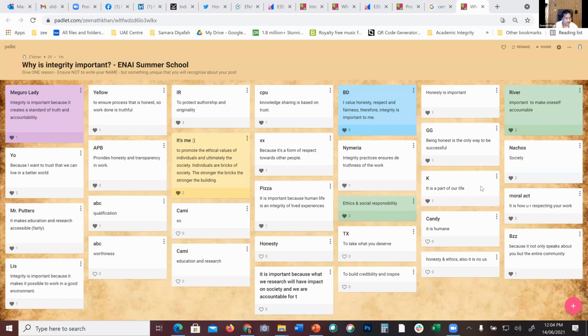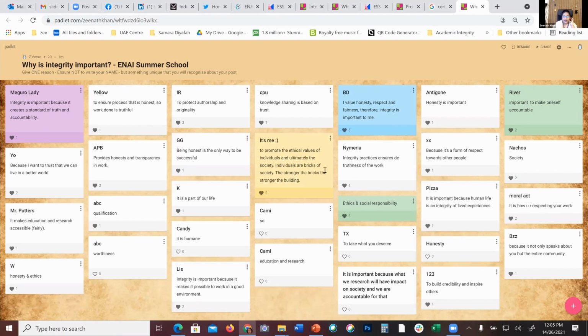Okay. All right, so some very good answers coming through. Now, again, like I said, do not tell me who is who, but I'm going to very quickly do something. I'm going to open up the participants list and look at the names. So let's say I'm going to say yellow. Now, I don't know who yellow is naturally, right? So let's say I'm going to say yellow to ensure process that is honest, so work done is truthful.